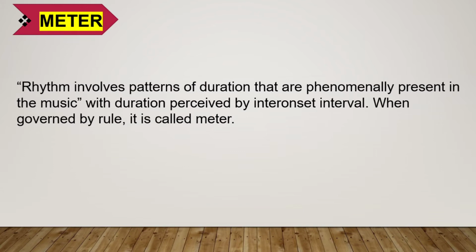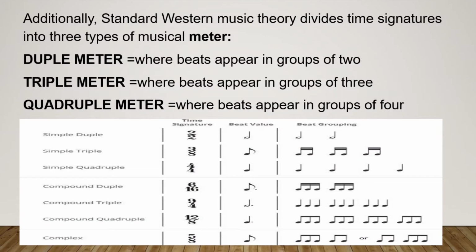Meter. Rhythm involves patterns of duration that are phenomenally present in the music, with duration perceived by entrance at interval. When governed by rule, it is called meter. Additionally, standard Western music theory divides time signatures into 3 types of musical meter: double meter, triple meter, and quadruple meter, wherein double meter has beats appearing in groups of 2, while in triple meter, the beats appear in groups of 3, and in quadruple meter, the beats appear in groups of 4.